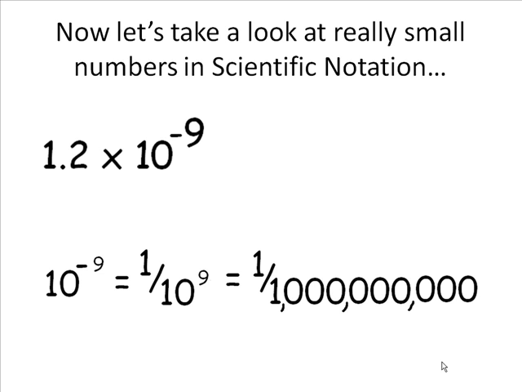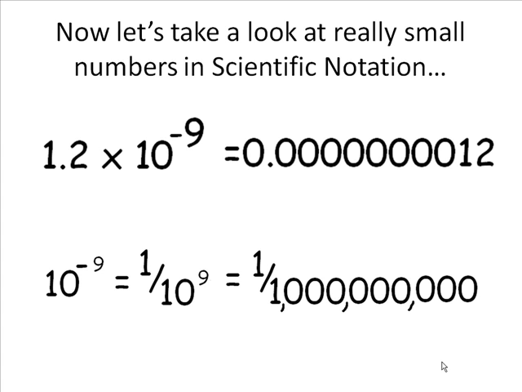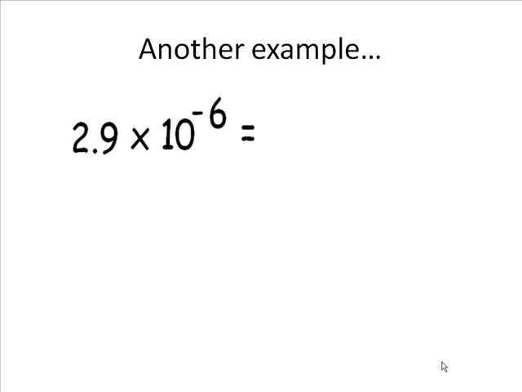1 billionth times 1.2 means that we have a whole bunch of zeros. But how many zeros do we have? Well, we would move the decimal place. It was between the 1 and the 2, so we will move the decimal place 9 times. So there's 1, 2, 3, 4, 5, 6, 7, 8, and 9. Why 9? Because there was a 9 as the exponent.